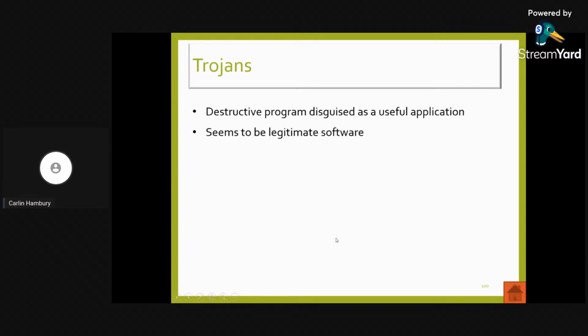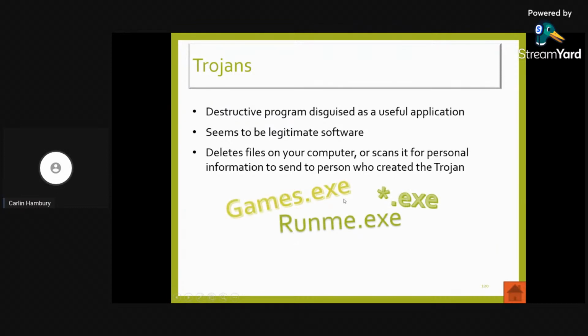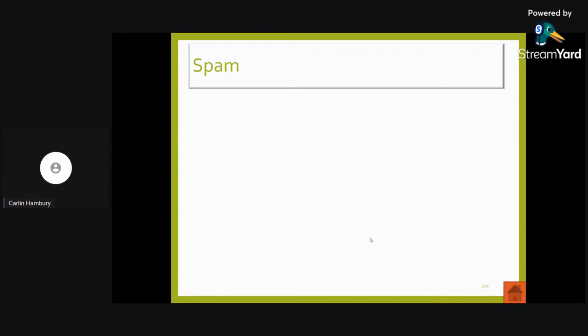Okay, then we have Trojans. Now, Trojans, again, malicious software, destructive programs, but it's disguised as something useful. Okay, so it might seem like legitimate software, but then it begins to delete files on your computer. Okay, or it'll scan for personal information and send it to the person who wrote or created the Trojan. And this will only happen when you are connected to the internet. So when you see things like this, your .exes, these are executable programs, and it looks like something decent, and you double click on it, it actually activates that Trojan virus. So if you don't know where it's coming from, just delete it.